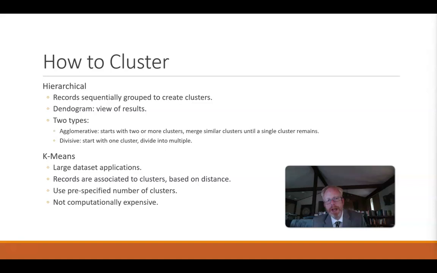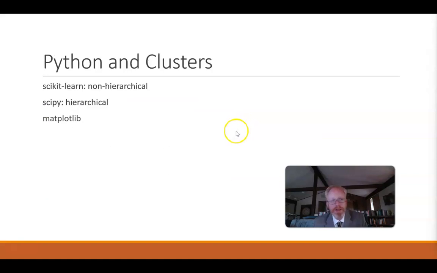Now, there are two types of hierarchical clustering. One is agglomerative, which is where we start with two or more clusters and we merge similar clusters until a single cluster remains. That's what we'll see in a dendrogram, where we can watch each element as a separate cluster and then they merge and merge and merge until they become one cluster. And then we can simply draw a line to say this is where we want our optimal number of clusters. And then the divisive approach is to start with one cluster and simply break it down into multiple clusters, one at a time until we get that optimal number of clusters.